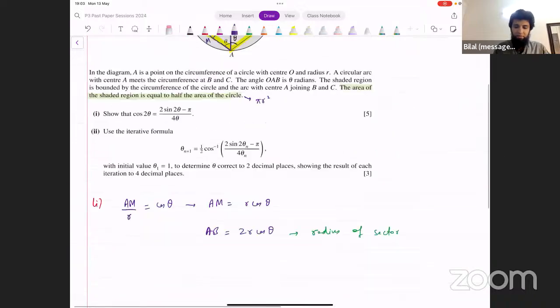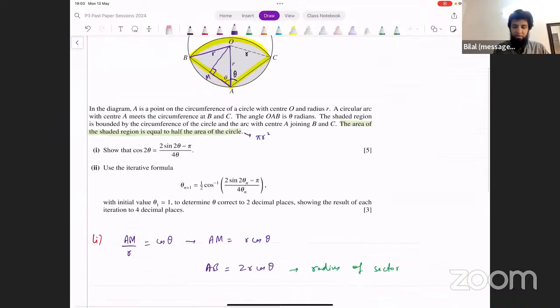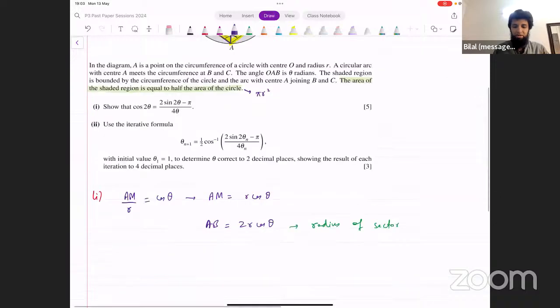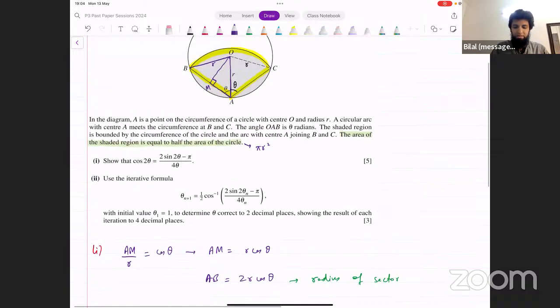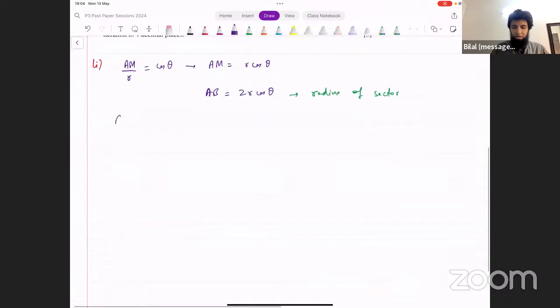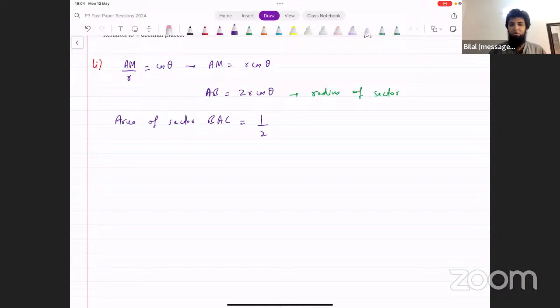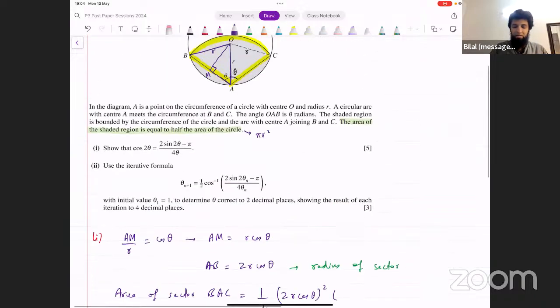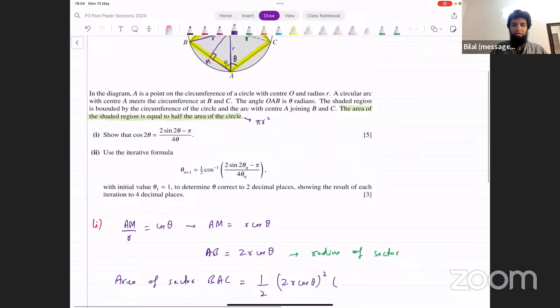So what's the area of the sector now? Area of the sector ABC, let's figure that out. Or BAC, we'll call it that maybe. Yeah. Area of sector BAC. How can we find that? That's half R squared theta. What's the radius? This is the radius, 2R cos theta. So we say 2R cos theta whole squared into the angle. What's the angle? The angle is 2 theta.